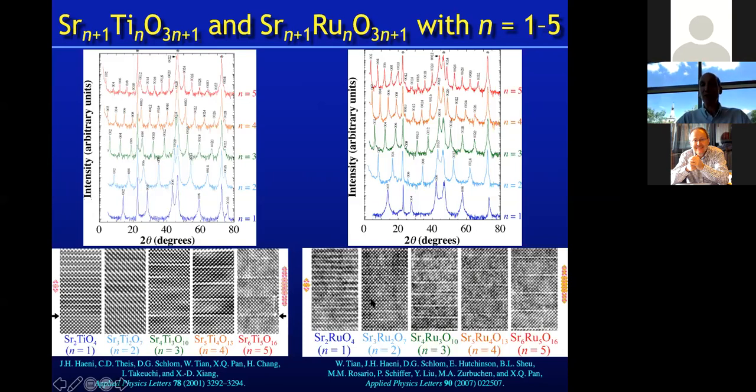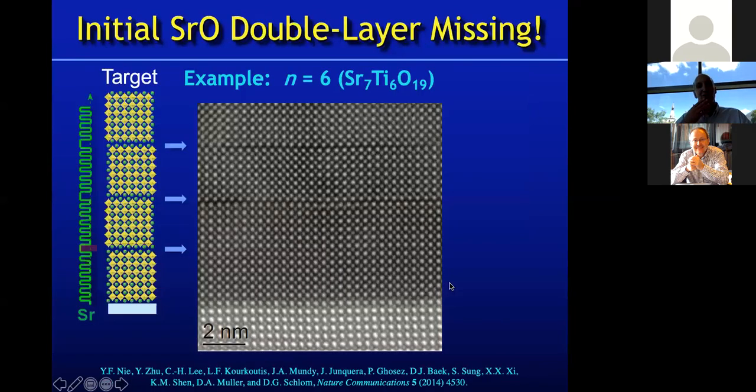In the ruthenates, this gets more interesting because there's superconductivity over here on the left and ferromagnetism over there on the right. And indeed, you can build up these structures. Now, I told you that the cartoon wasn't quite right. So I wanted to tell you what reality really looks like.